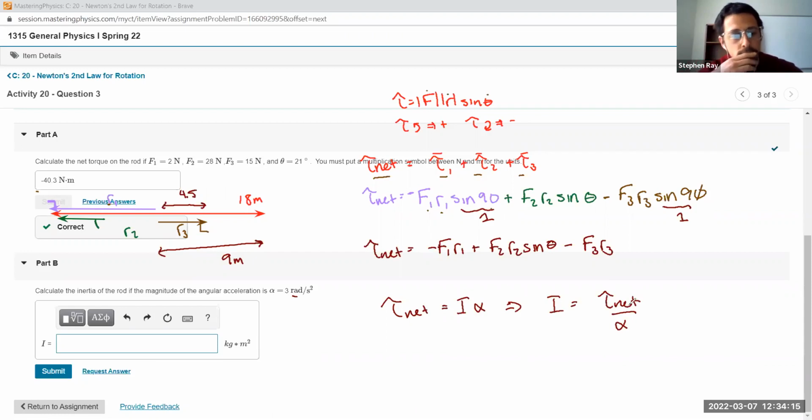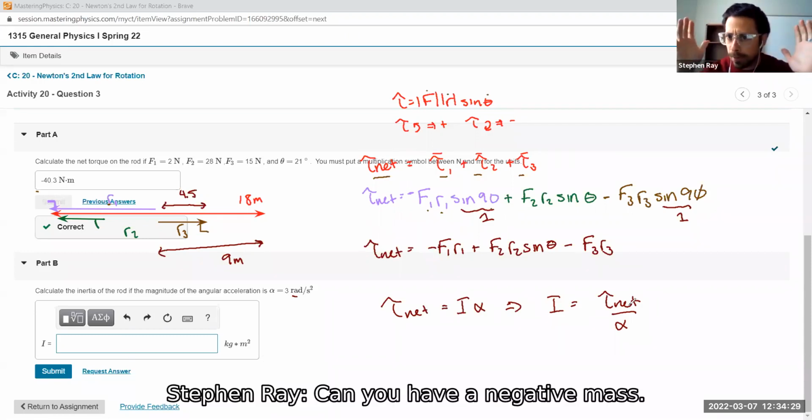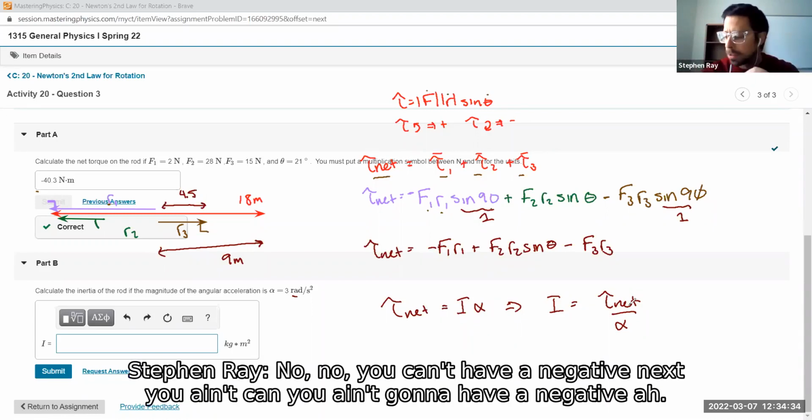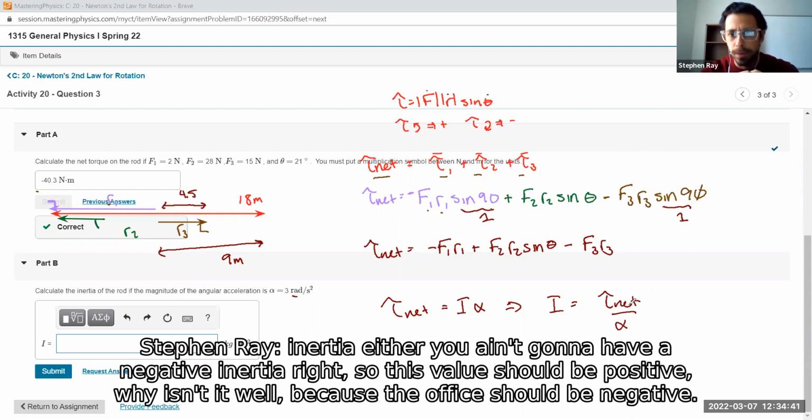Let's see. I've got to be a little bit careful here. That's negative 40.3, and if you just divide it by 3, I get negative 13 point stuff. Can you have a negative mass? No, you can't have a negative mass. You ain't gonna have a negative inertia either. So this value should be positive. Why isn't it? Well, because the alpha should be negative, right?